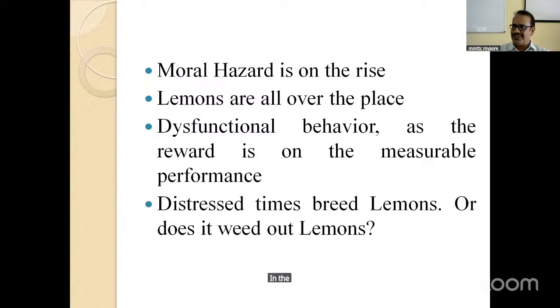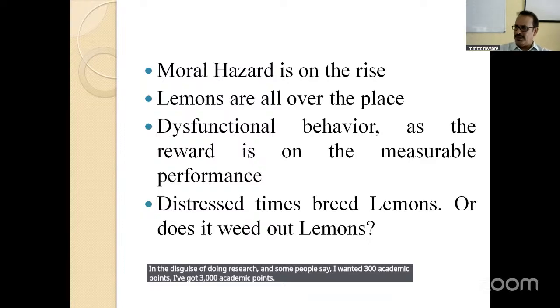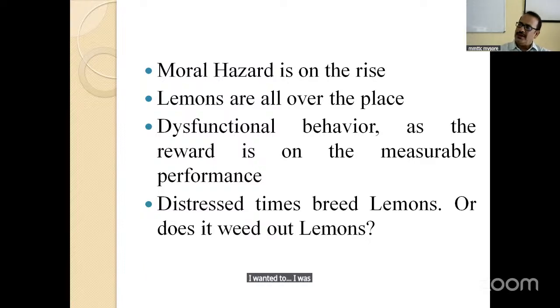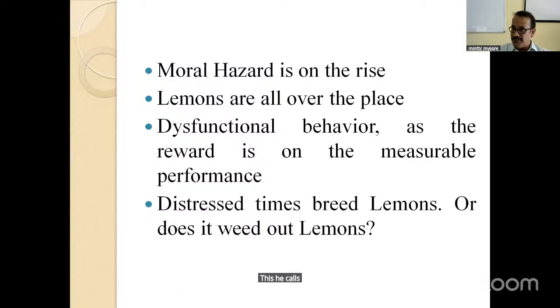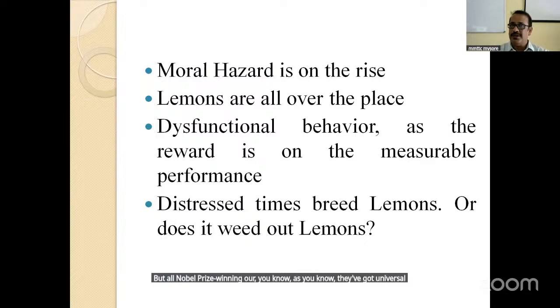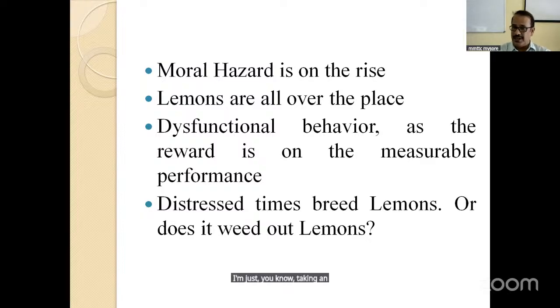In the disguise of doing research, some people say, I wanted 300 academic points, I got 3,000 academic points. I was supposed to publish 5 articles in order to get the next promotion, but I have published 50 articles. This he calls dysfunctional behavior. I'm talking about it from the context of corporate here, but all Nobel Prize winning awards, as you know, have universal application. It can be applied to anybody, to our personal life also. I'm just taking an example of our professional life.